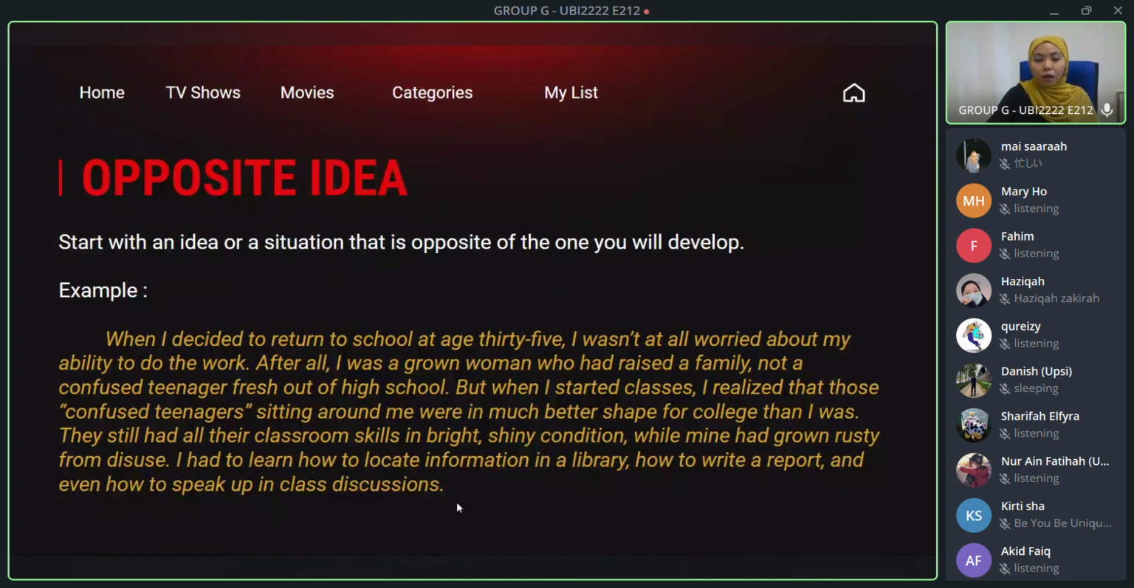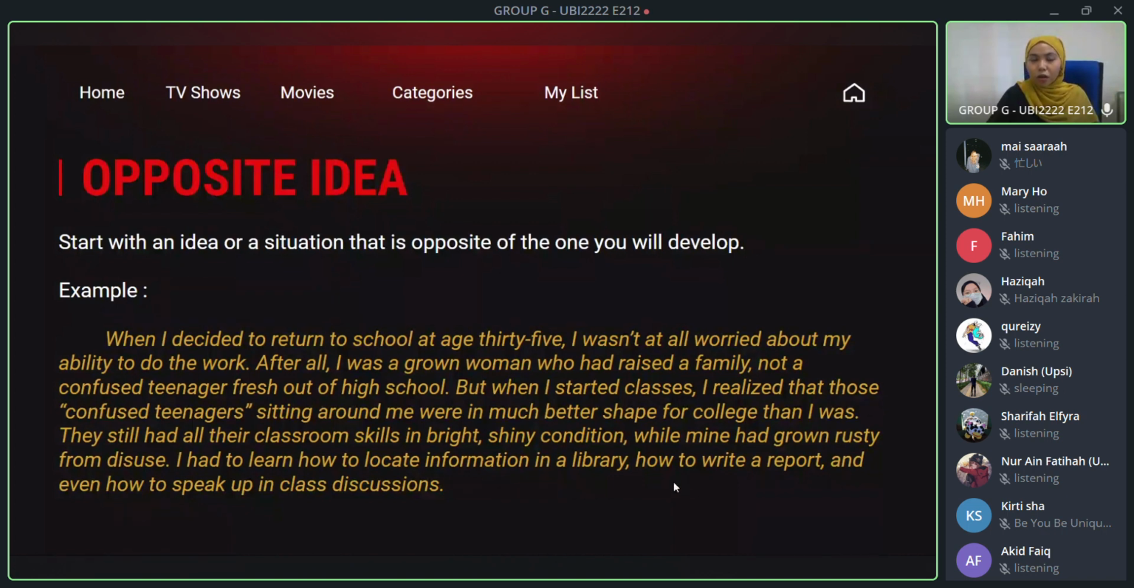So for main point 1, everything related to the difficulties in locating information in library will be there. So for example, like using the computer to find journals, the e-journals, the e-books, what are the things that are very difficult for her, everything in main point one. Okay. And then the second part, how to write a report.